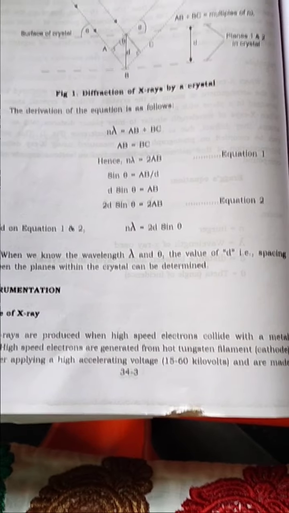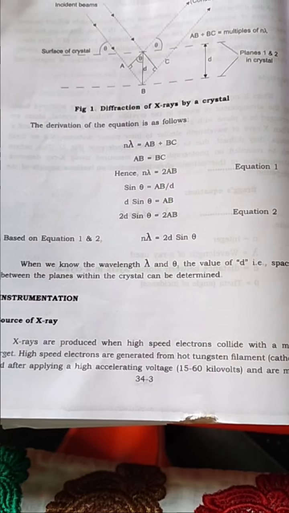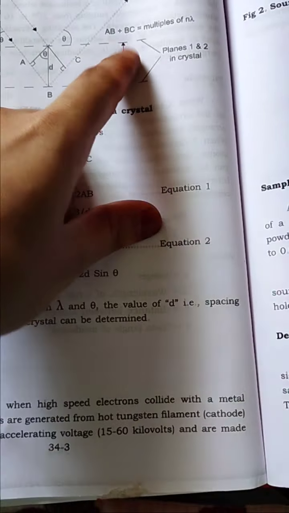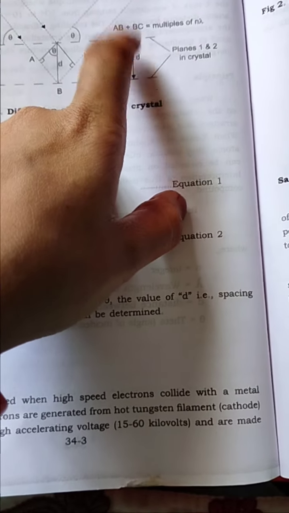When we know the wavelength and theta, the value of d, the spacing between the planes within the crystal, can be determined. The space between planes 1 and 2 is the distance we find.